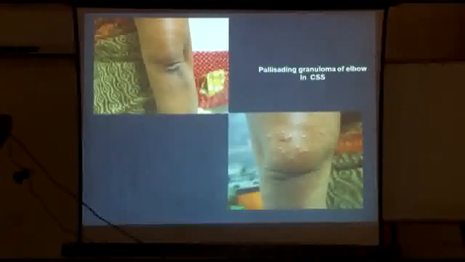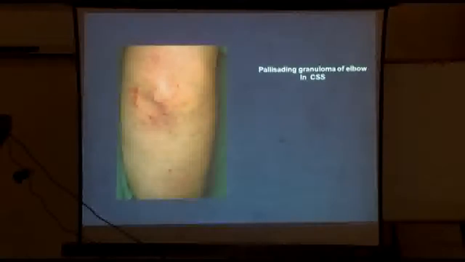Now here is a case of Churg-Strauss syndrome, classical palisading granuloma. We always talk about histological palisading granuloma, which comes up in the histiocytic disorders, when we talk about granuloma annulare, when we talk about necrobiosis. But here is a clinical palisading granuloma in the elbow in Churg-Strauss syndrome.